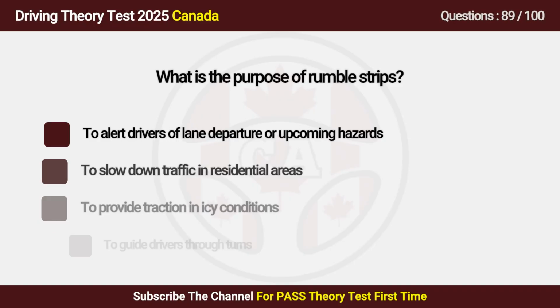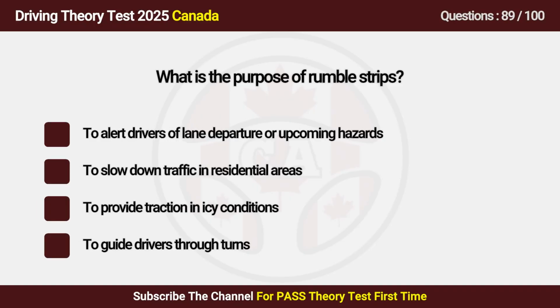Question 89. What is the purpose of rumble strips? A. To alert drivers of lane departure or upcoming hazards. B. To slow down traffic in residential areas. C. To provide traction in icy conditions. D. To guide drivers through turns.